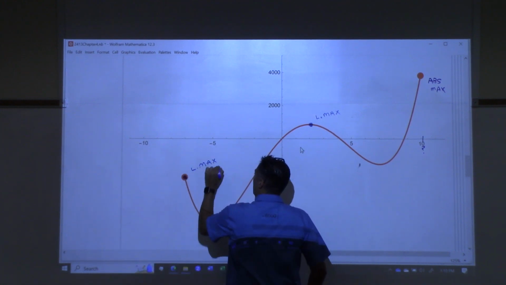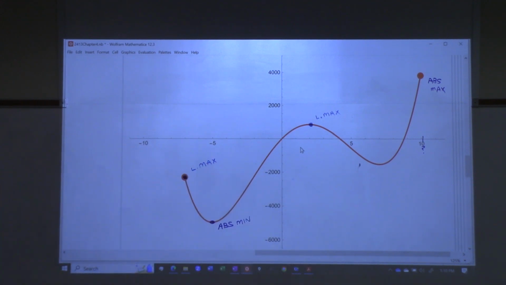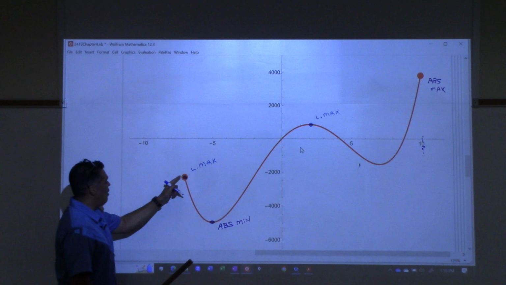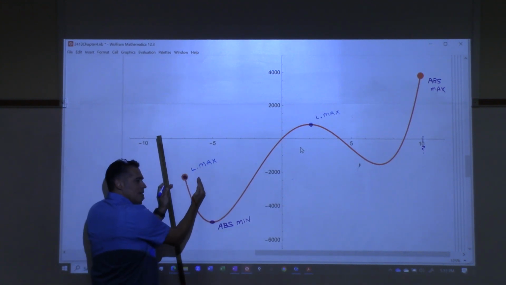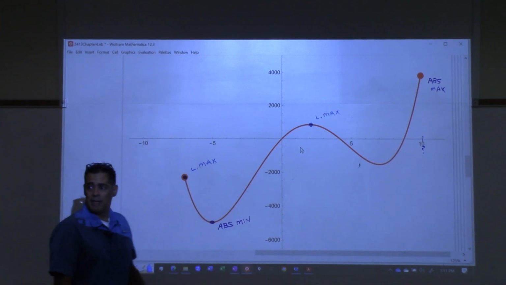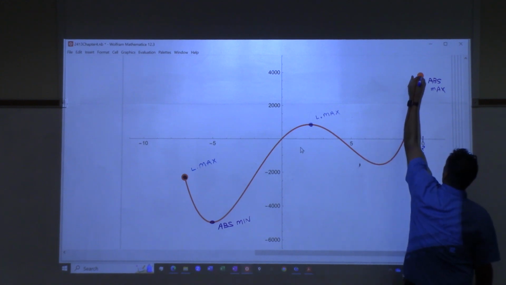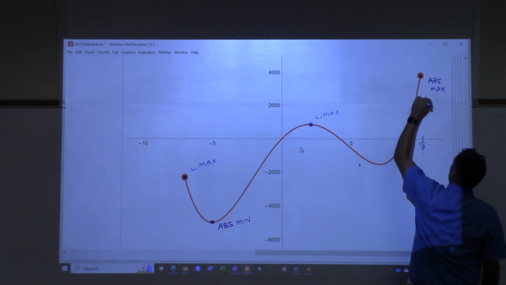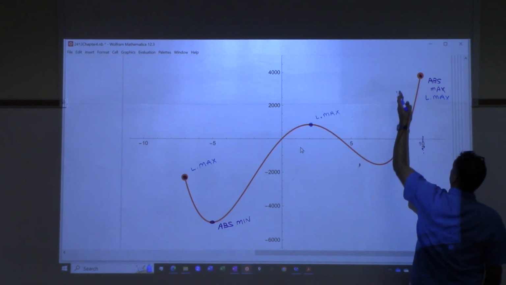Oh yes, you can have more than one, absolutely. So that's a local max as well, because if you're just focusing your attention here, it's the highest point in that little neighborhood. Yes. The right endpoint would also be a local max. It's also an absolute max, but this can also be referred to as a local max, because it is in fact the highest point in this little neighborhood.